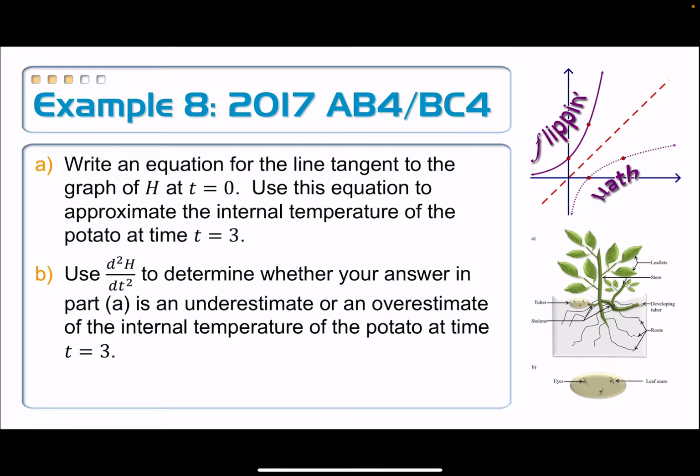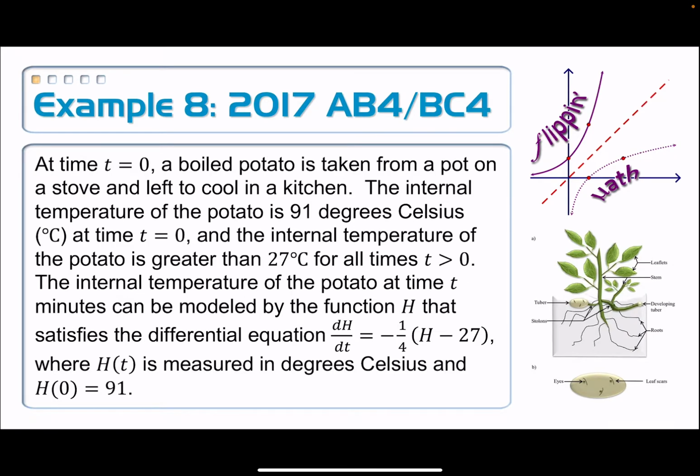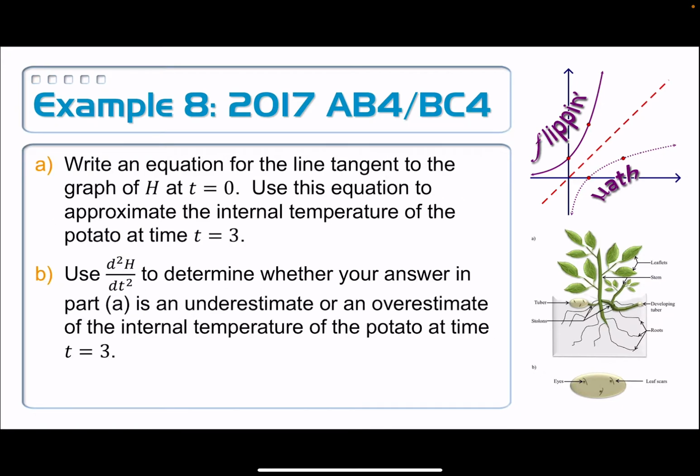Part A: write the equation for the line tangent to the graph of h at t equals 0. Use this equation to approximate the internal temperature of the potato at time t equals 3. Piece of cake. You need two pieces of information. You need a point, which is this (0, 91), and you need the slope, which we will get from this differential equation after we plug this point into it. Easy. And then we will plug in 3 so that we can approximate the internal temperature of the potato at time t equals 3.